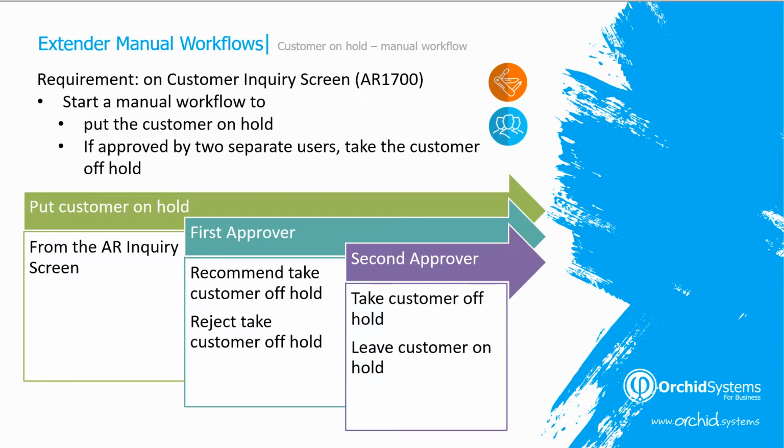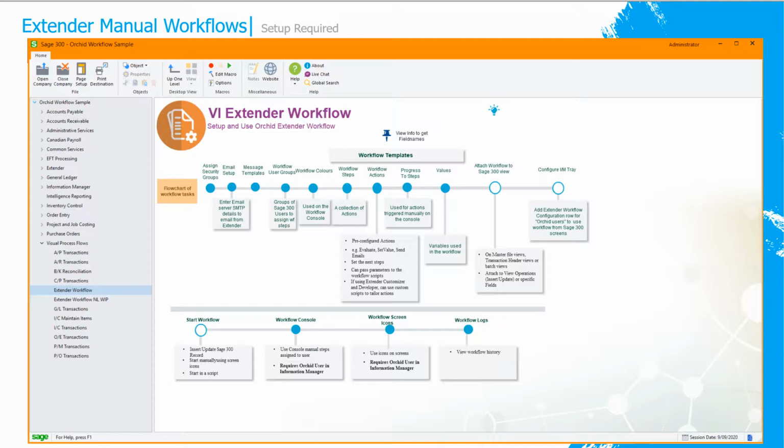So we've seen a very quick demonstration of this workflow template where Dan on the AR inquiry screen put the customer on hold, and then Natalie recommended that we take the customer off hold, and Steve confirmed and took the customer off hold. To see the configuration that was required for this workflow, we'll first look at the email setup in Extender options, look at our email message templates, look at our workflow colors, our workflow templates, and then how we configured the tray icon to show the workflow icons on the AR customer inquiry.